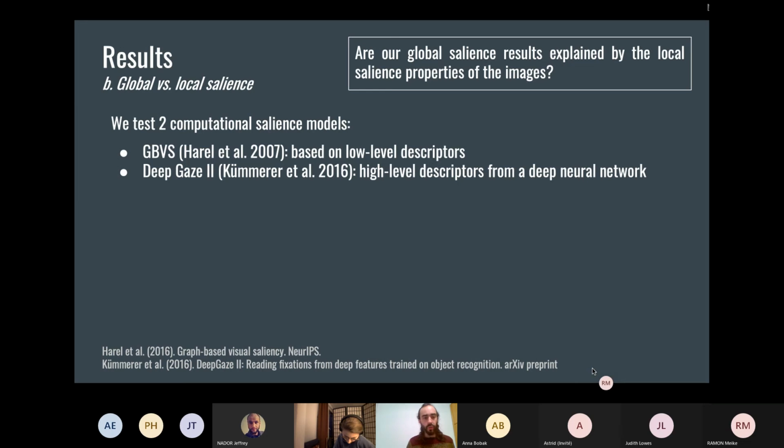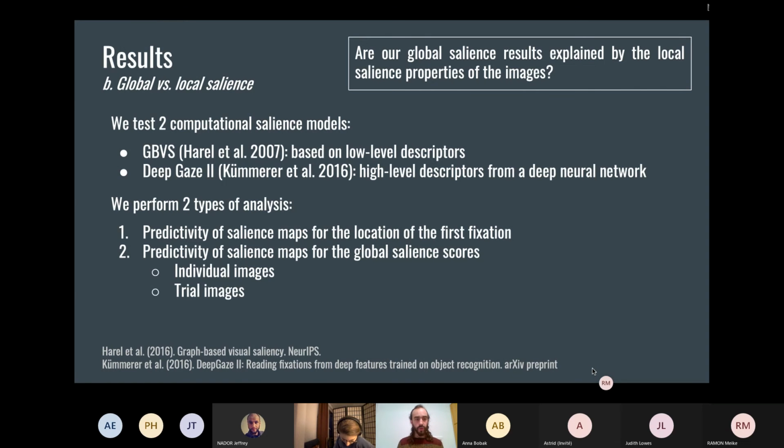So for testing this, we used two computational salience models: GBVS, a classic from computational visual salience, and DeepGaze2, which was at the moment the state-of-the-art for modeling visual salience. And DeepGaze2 uses high-level descriptors from a neural network trained on object recognition datasets.